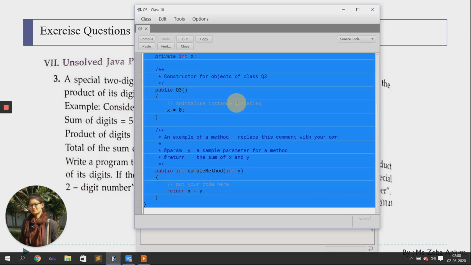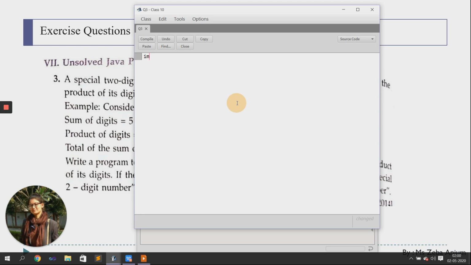We are going to do everything that we have done in the previous ones. Import java.util.*. Okay, now your class, that is your Q3, and your public void main(String args[]) and then the brackets for processing.